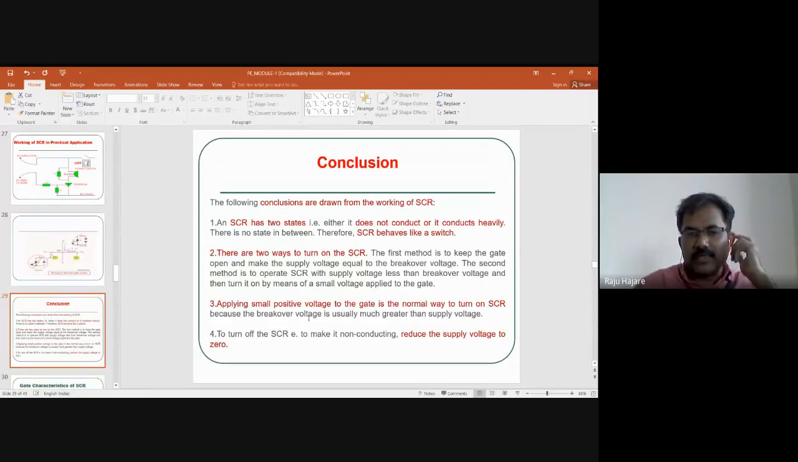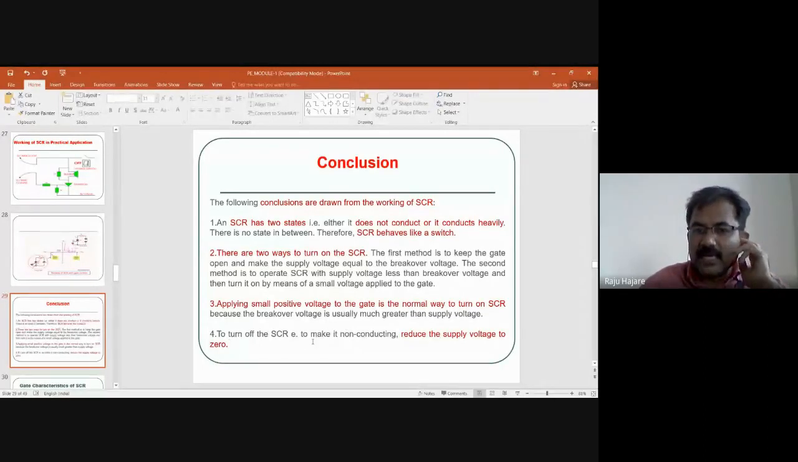So third point, what I'd like to tell here is applying a small positive voltage to the gate is the normal way to turn on SCR. This is a regular practice people use in reality. How? Applying gate pulse, gate voltage, they turn on the device. That is a normal practice, what I am trying to convey with the third point. You don't usually keep the gate open and then apply high voltage and see the operation of the device. That is possible, but it is not used widely, not used much in practice.